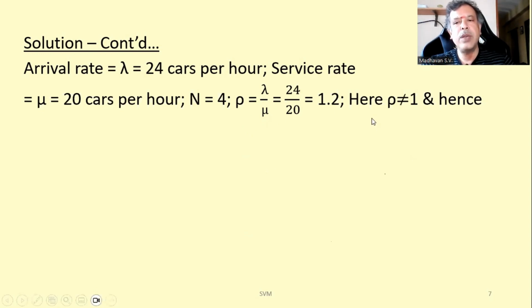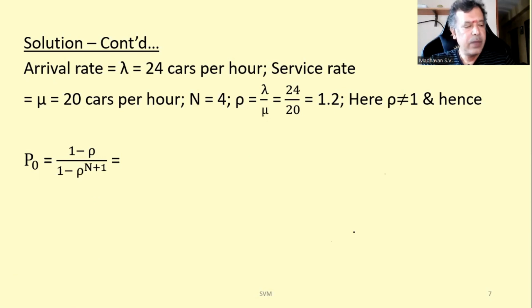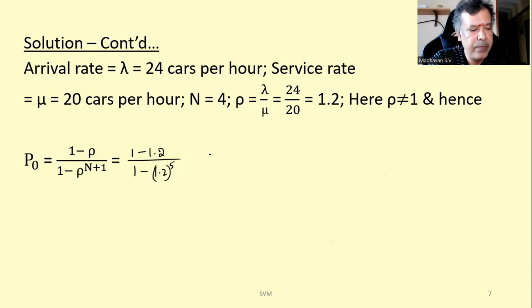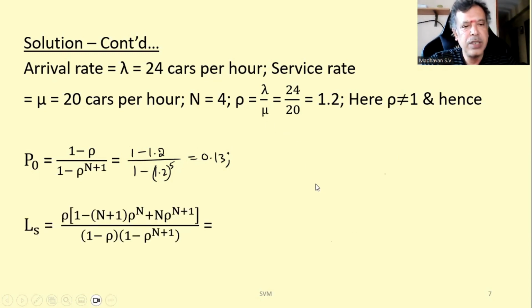So we may notice that rho is not equal to 1. Hence, we will be using the P naught formula as (1 minus rho) divided by (1 minus rho to the power of N plus 1). Now, we will apply the values here: (1 minus 1.2) divided by (1 minus 1.2 to the power of capital N plus 1), that is 4 plus 1, it becomes 5. If we calculate this, we will get the result as 0.13. That will be your probability of 0 customers in the system.